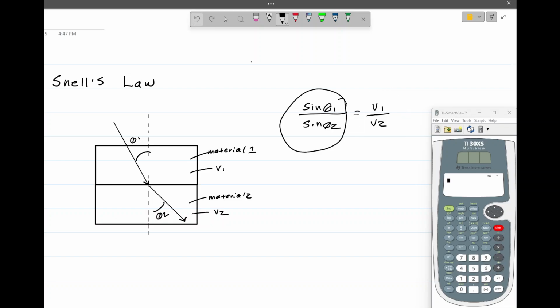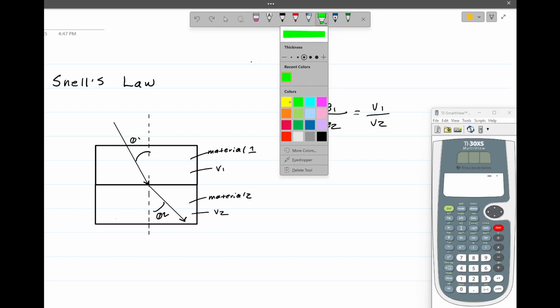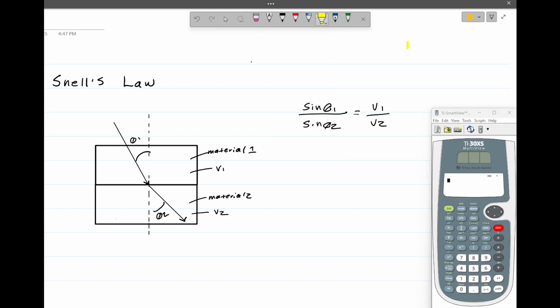Okay, so why is that important? It's important because basically this is an equation, and if you know any three of the things, you can solve for the fourth. It doesn't matter which three things, if you know any three, you can solve for the fourth. All right, so let's see how this works.